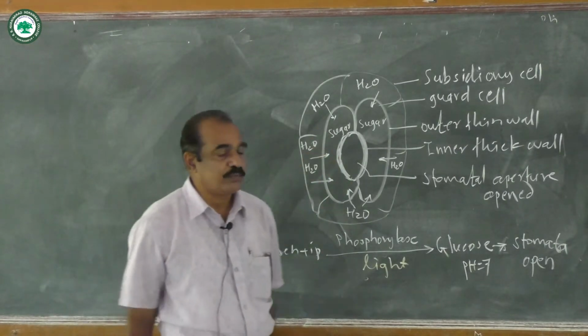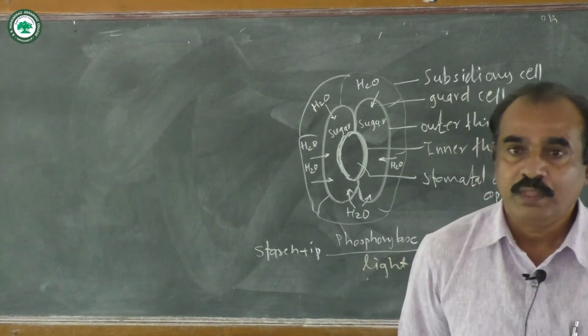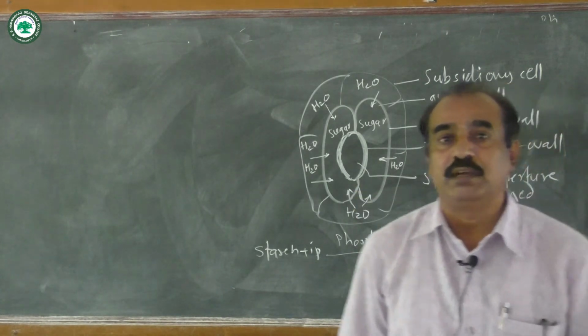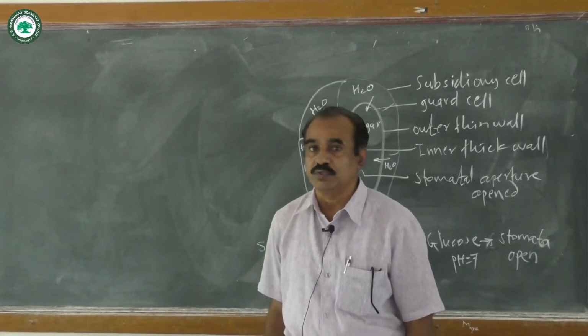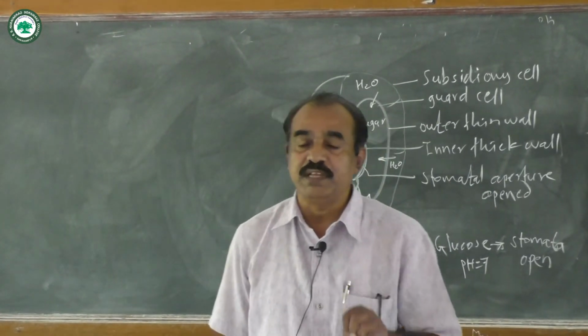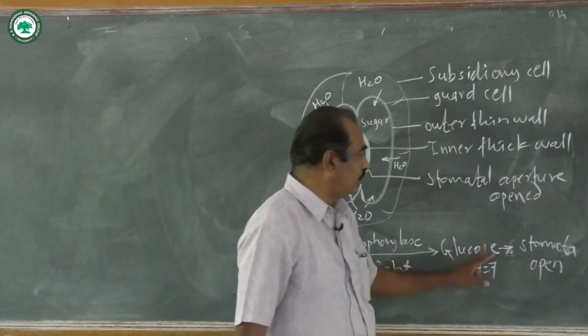So this is the structure of the stomata. In the chloroplast of the guard cell, there is already starch. But when light falls on the guard cell, this starch is converted into glucose. It takes place in the presence of the enzyme phosphorylase and in the presence of light. And there is a formation of glucose.